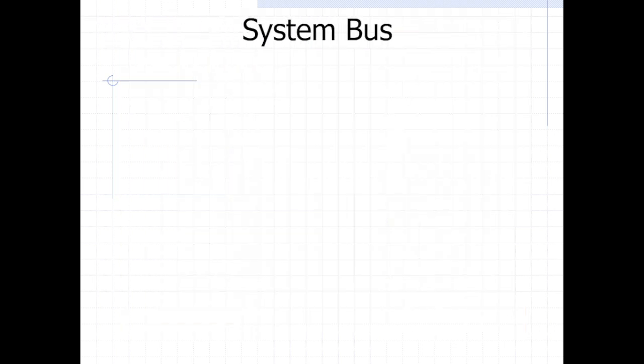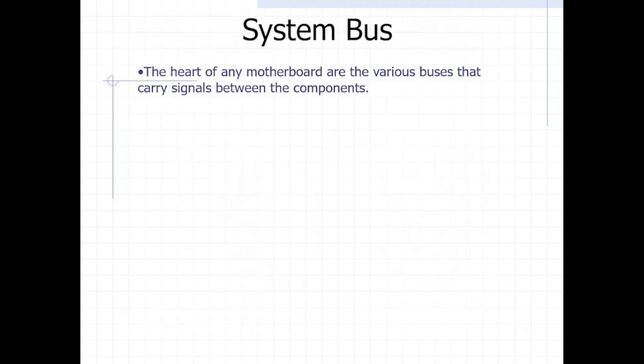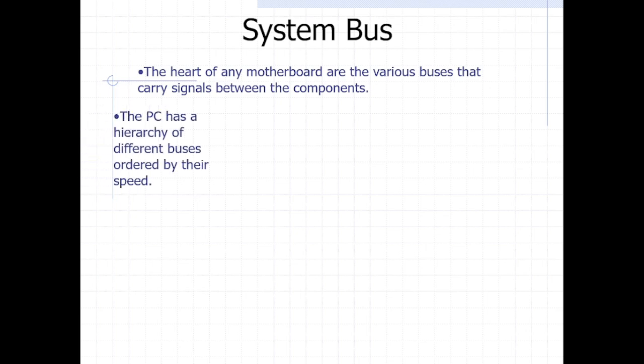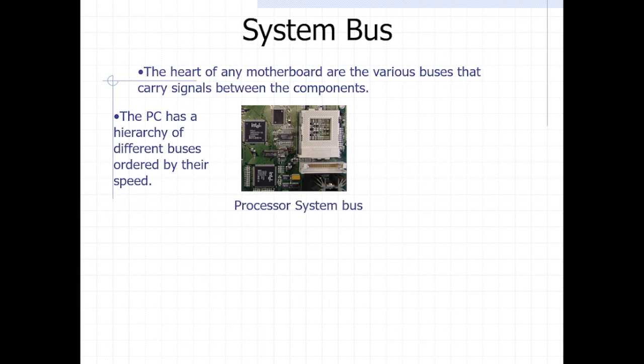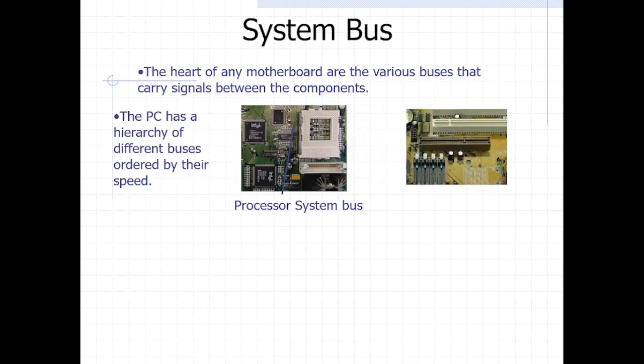But talking about the system bus, because this is the main agenda of this tutorial. The system bus is actually the heart of the motherboard, that allows the various components to send signals between themselves. As you can see from this diagram, I've already mentioned the processor system bus. It is the bus that coordinates all the activities between the processor, the main memory, and the input-output devices.